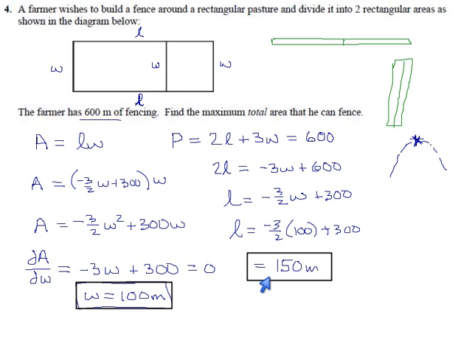Now, I found these, and that's nice. We know that our enclosure should be 100 by 150, but that's not what they asked for. They asked for the total area that can be fenced, and so the area will be 100 times 150. So the number they actually want is 15,000 square meters, and it turns out they don't care what the dimensions are, just what will those dimensions get us.